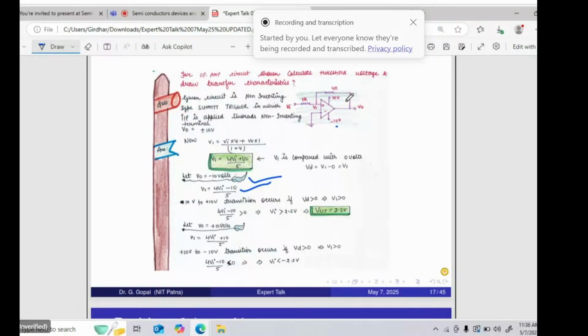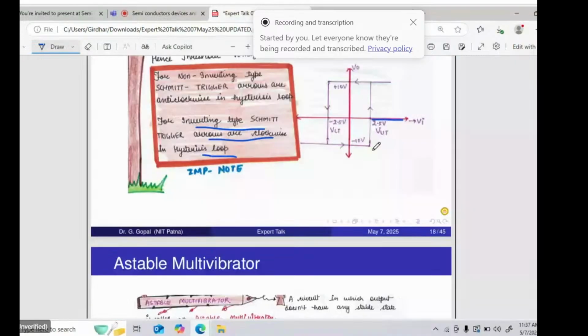So when V1 is greater than 0, you can find the inequality: Vi greater than 2.5 volts. When Vi is greater than 2.5 volts, there is a transition from minus 10 to 10. Remember this. That's why the direction is from downward to upward, right?